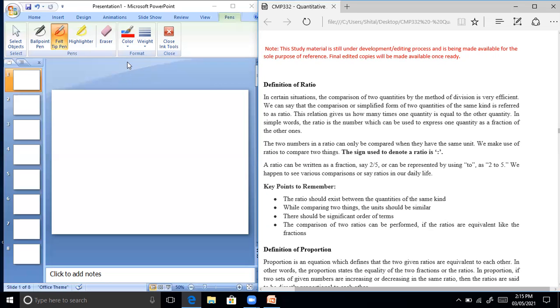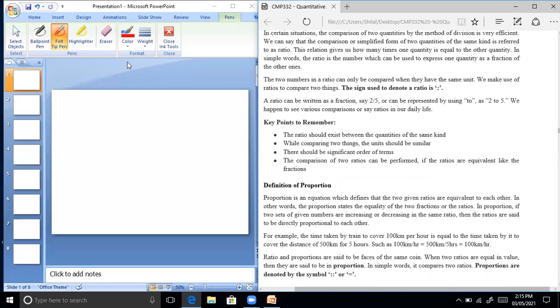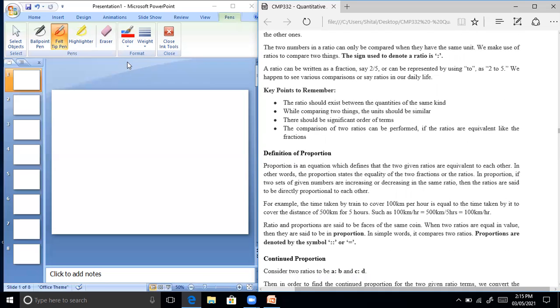Definition of proportion. What is proportion? Proportion is an equation which defines that the two given ratios are equivalent to each other. In other words, proportion states the equality of two fractions or ratios. In proportion, if two sets of given numbers are increasing or decreasing in the same ratio, then the ratios are said to be directly proportional to each other.